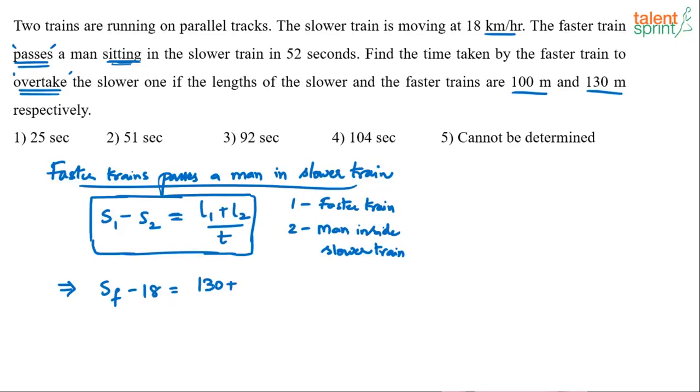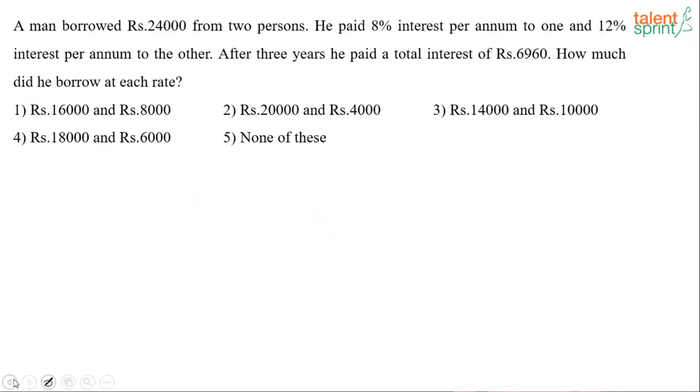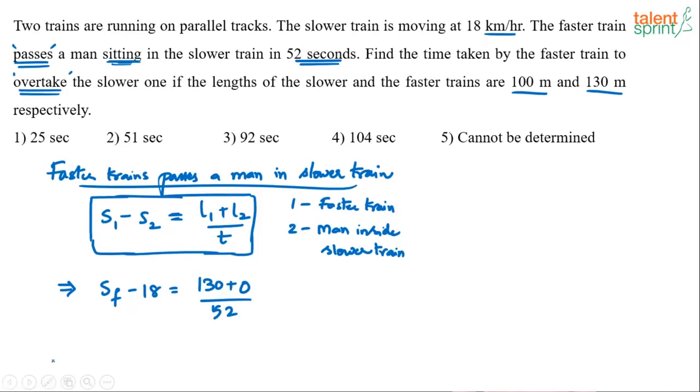Now L1 is the length of the faster train, which is 130. L2 is the length of the man inside the slower train, which should be considered as zero. Remember, this should be taken as zero. The length of the second body should be considered as zero. L1 is the length of the faster train, 130. L2 is the length of the man, which is zero. Divided by time taken, which is 52 seconds. So this is the equation.